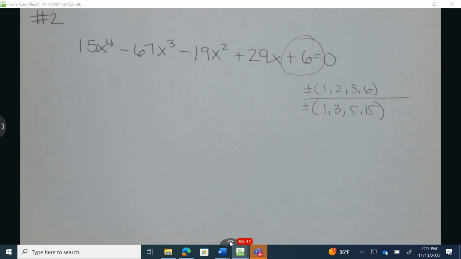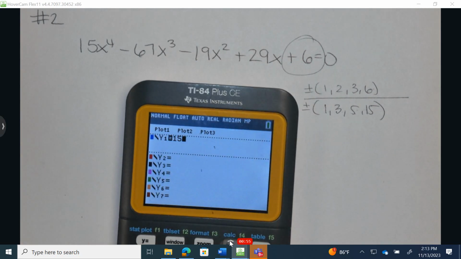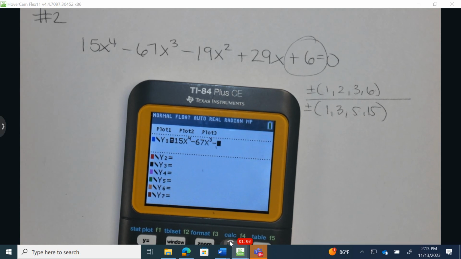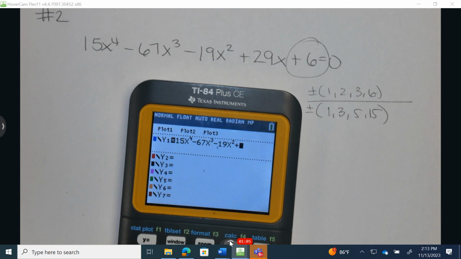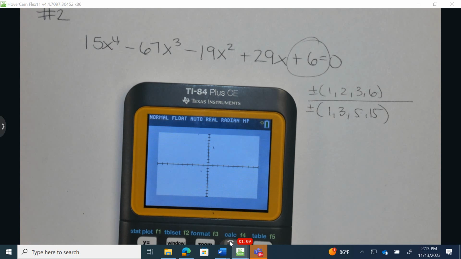Mr. McFarland did say in this that we can plug this in order to identify in synthetic division 2 one of the rational roots. So I'm going to do that with you right now. I'm going to come up here, clearing it off, and I'm going to do 15x to the 4th, subtract 67x cubed, minus 19x squared, plus 29x plus 6. And I graph it.